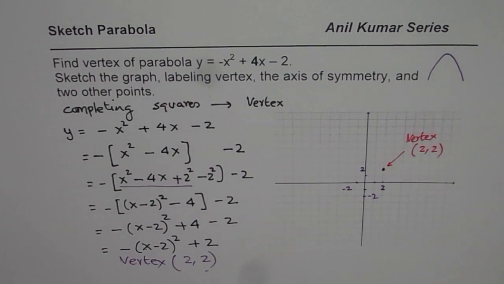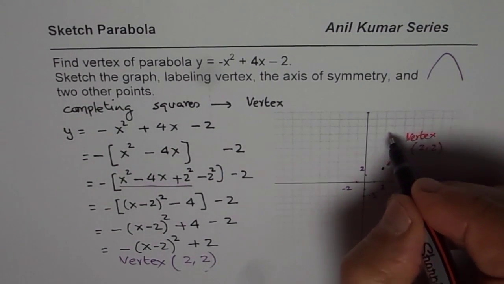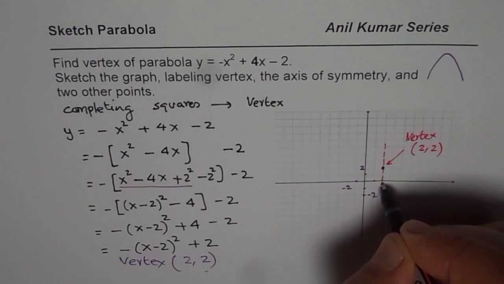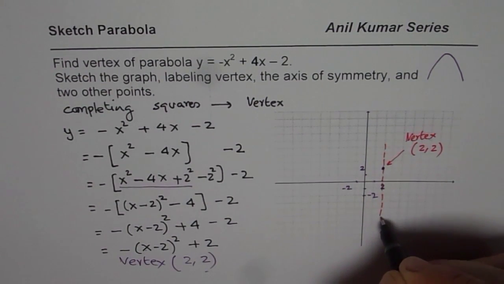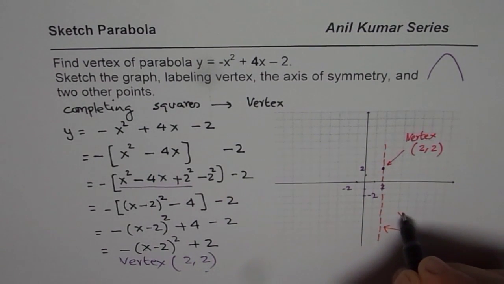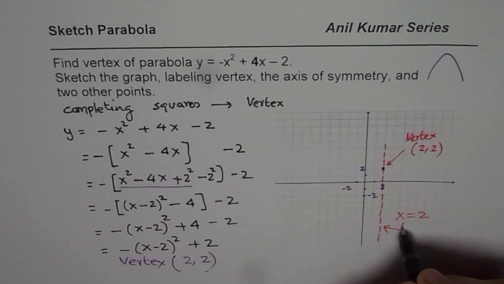Now, the axis of symmetry is a vertical line which goes through the vertex. So the vertical line which goes through the vertex will be this line, whose equation is going to be x equals 2, and we call this the axis of symmetry, correct?